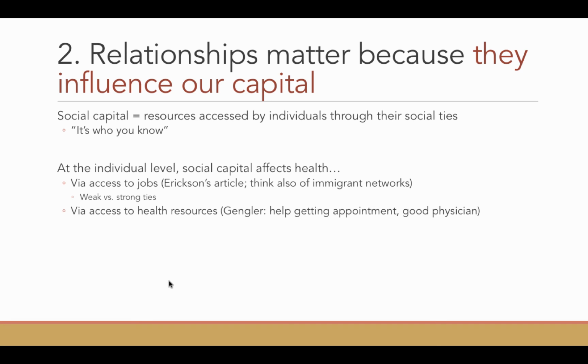Social relationships and social capital influence health because they also give us access to health-specific resources, not just socioeconomic resources, but health resources. Okay, so this is in the Gangler article, right? They talk about help getting an appointment or getting a good physician, basically knowing people that can help you as you navigate the medical institution.